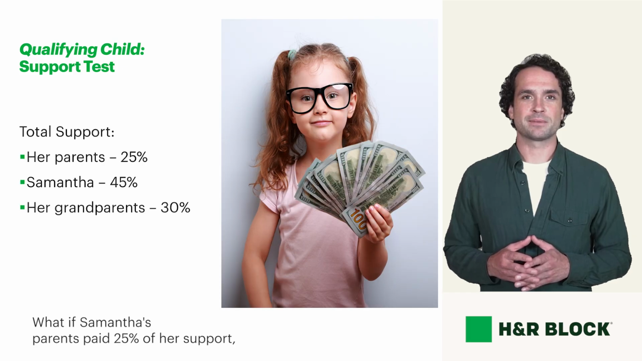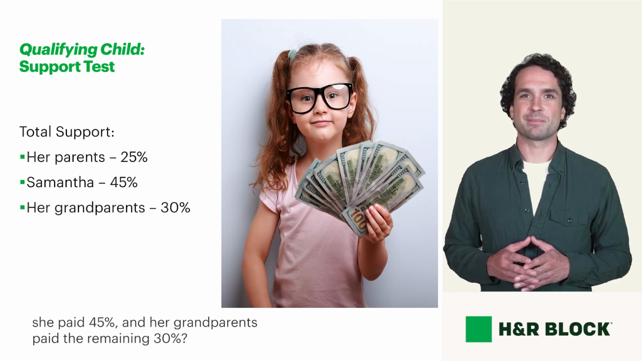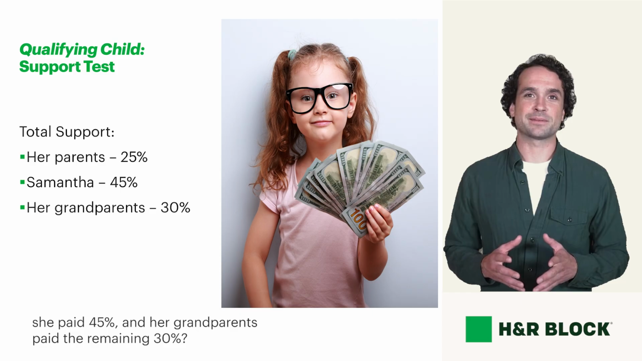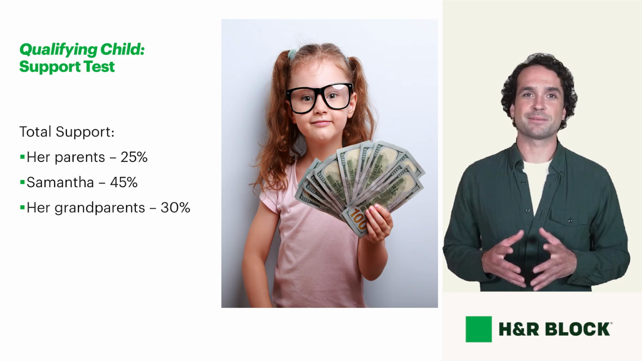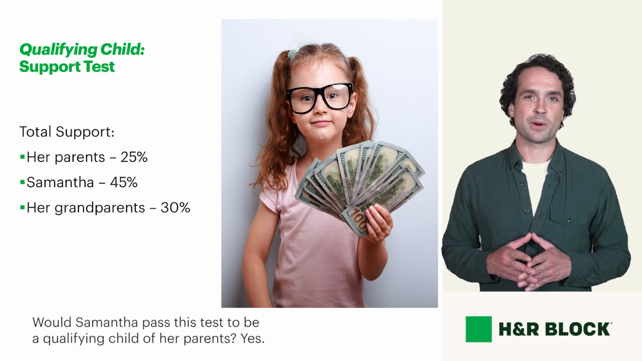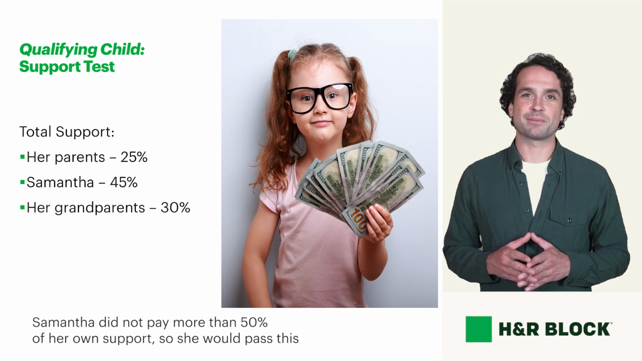What if Samantha's parents paid 25% of her support, she paid 45%, and her grandparents paid the remaining 30%? Would Samantha pass this test to be a qualifying child of her parents? Yes, Samantha did not pay more than 50% of her own support, so she would pass this test.